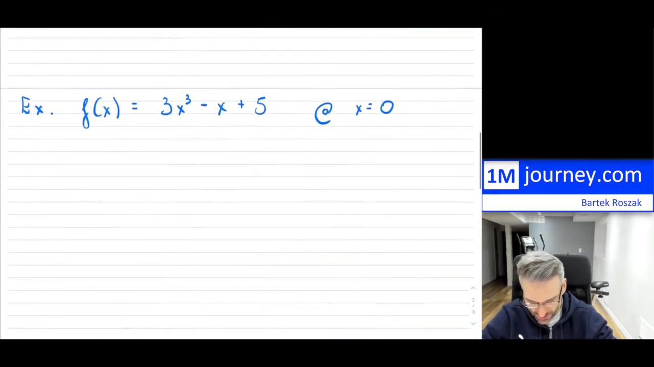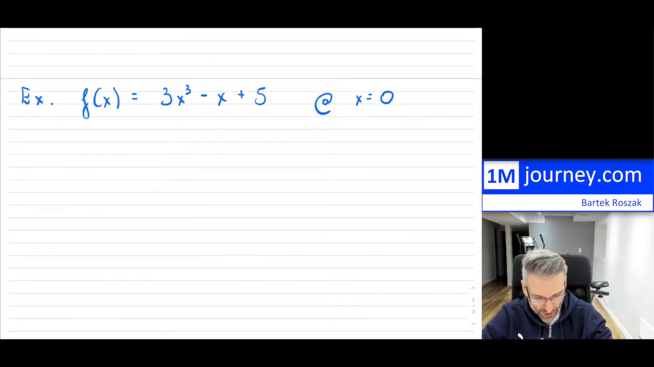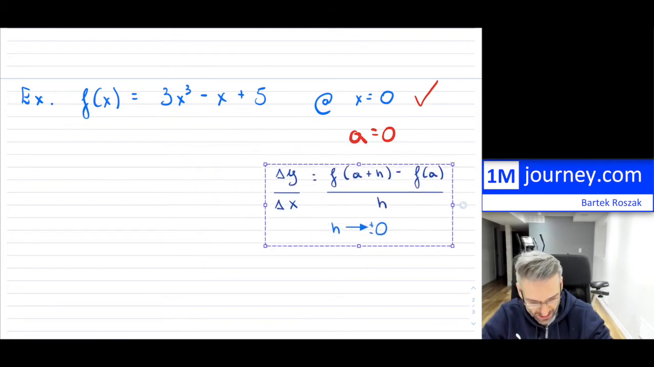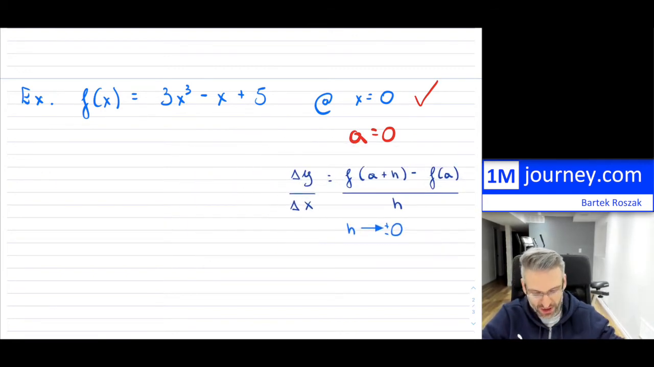So here's an example, and we're going to pick x equal to 0, meaning our a for our definition. So if I paste this back in here, our a is going to be 0, and we're going to make h as small as possible. You can pick any polynomial you like, and you can always find an instantaneous rate of change at any point.